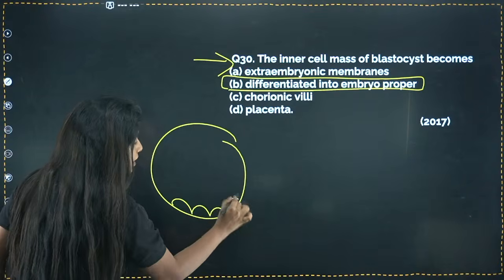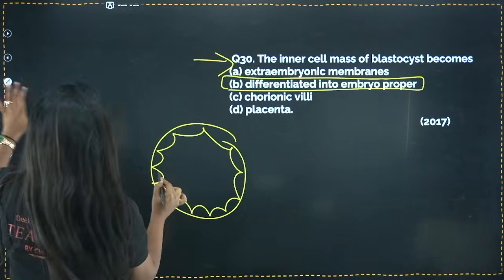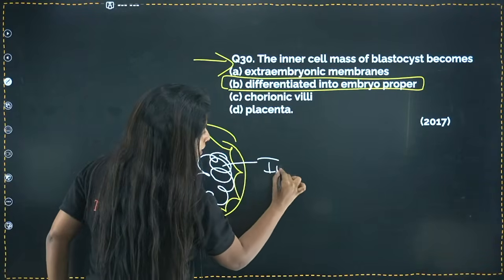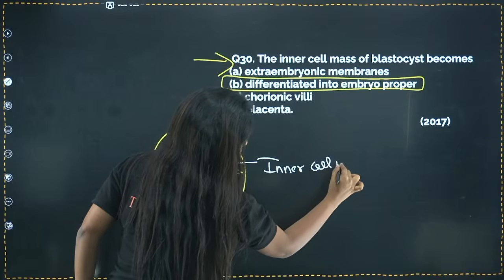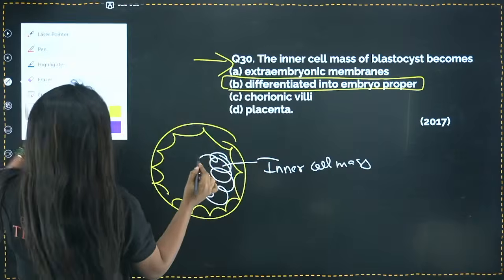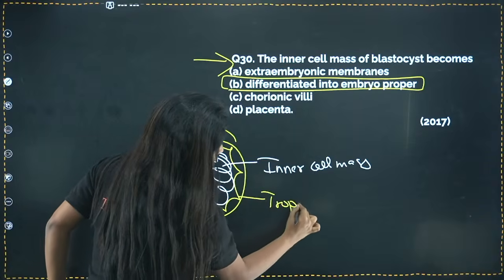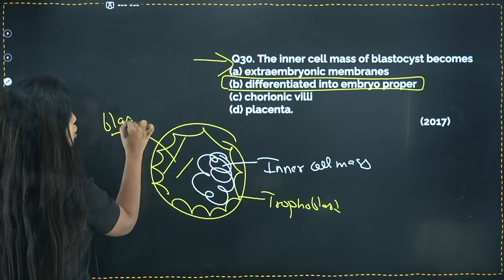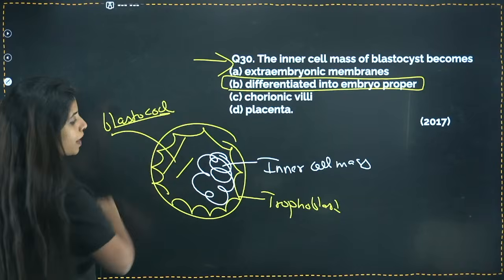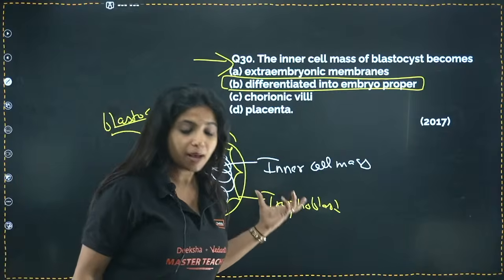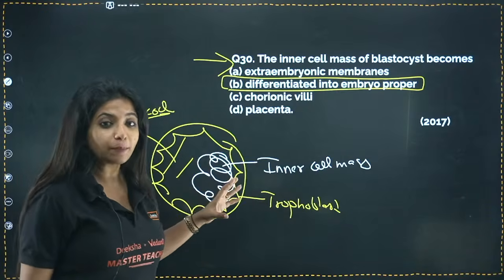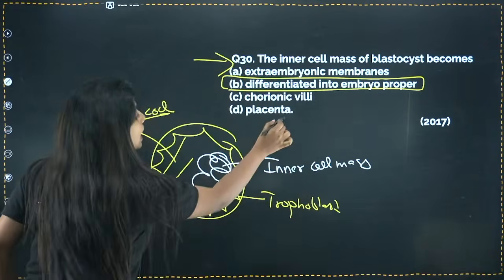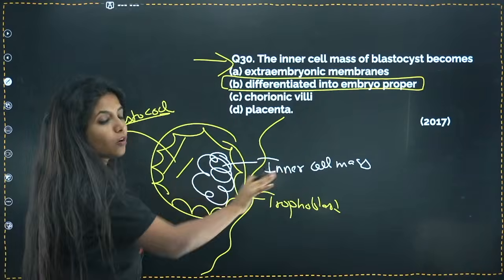There are outermost cells and there will be inner cells also. These inner cells are known as inner cell mass. The outer cells are known as trophoblast. And here you have a space, it is known as blastocoel. Together you call this structure what? Blastocyst. What is going to happen to this blastocyst? It is going to roll down and come into the uterus and get embedded into the endometrium of the uterus.